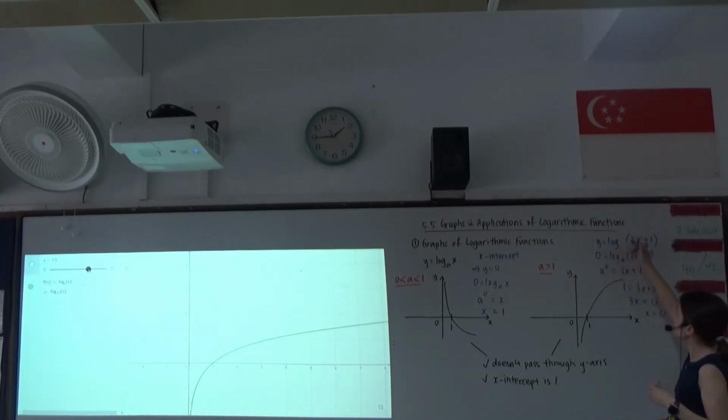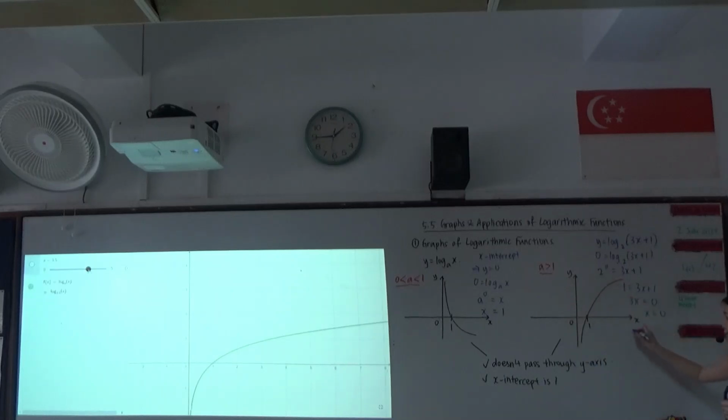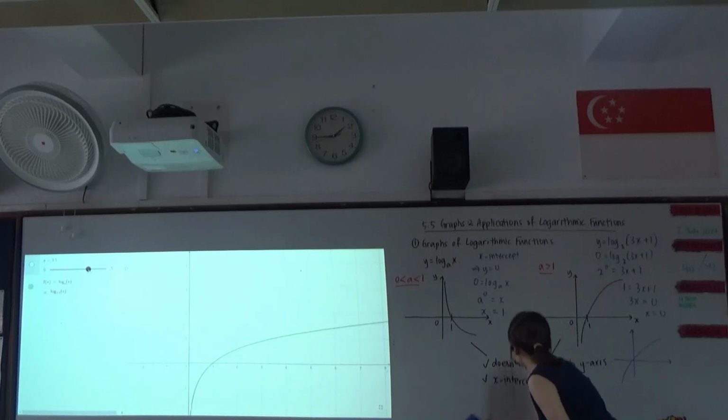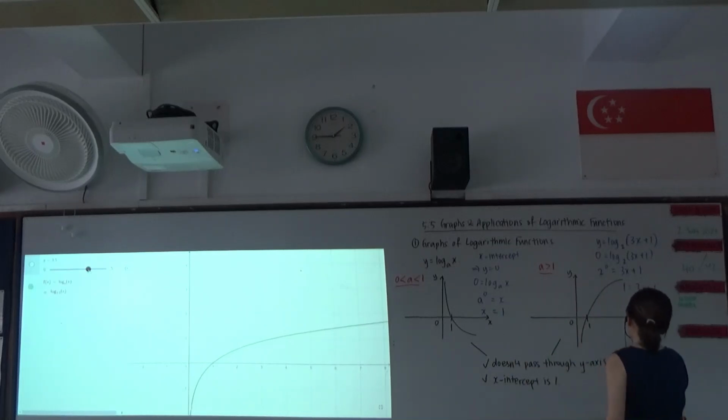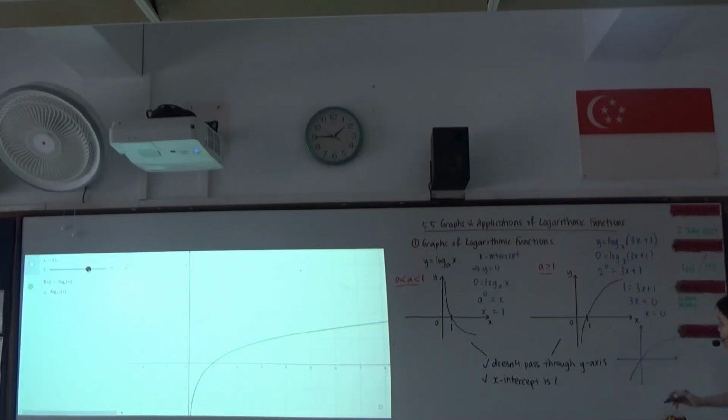If my A were to be maybe 2, okay, that means my graph shape will be this way. But it passes through x equals 0, so in fact it passes through the origin. So my graph will look something like that. Okay, the asymptote will actually be, instead of your y-axis, x equals -1. Okay, but that's a little bit beyond us for now.